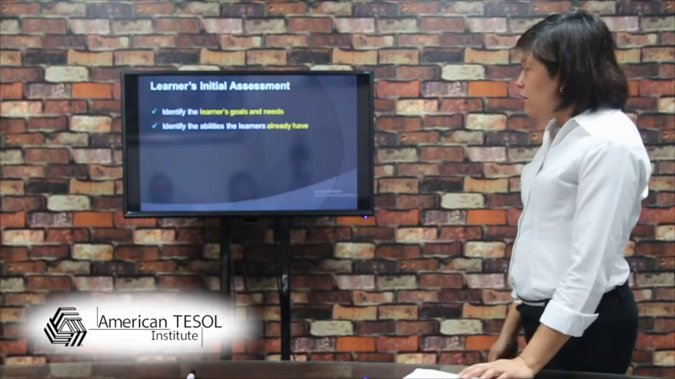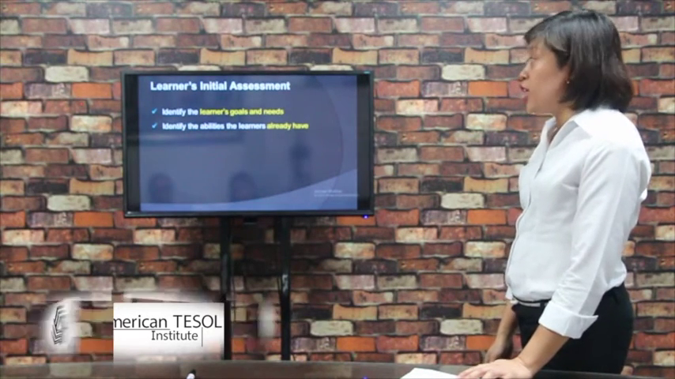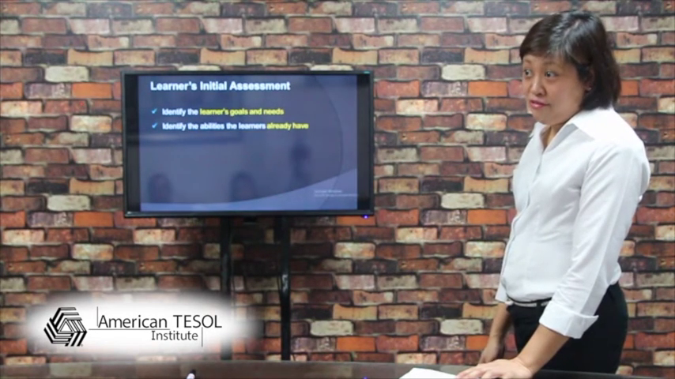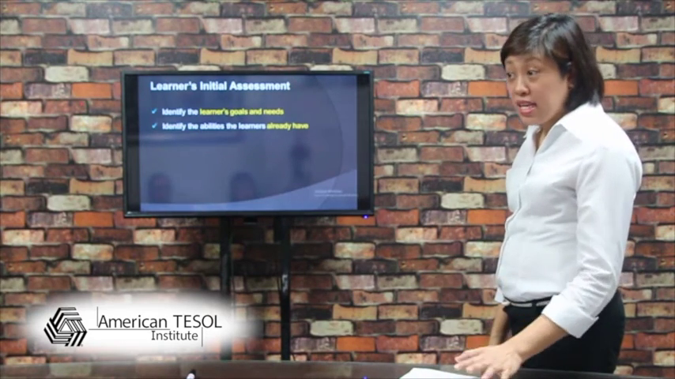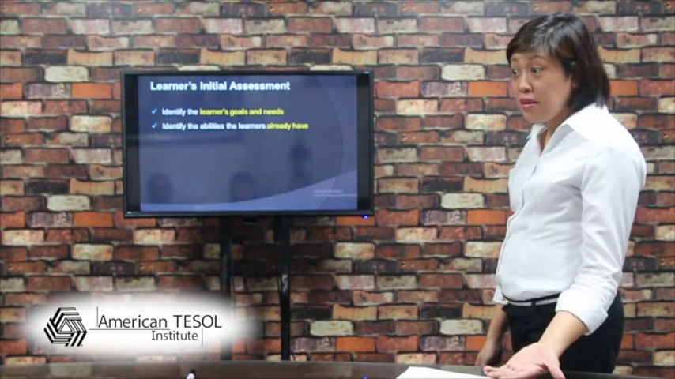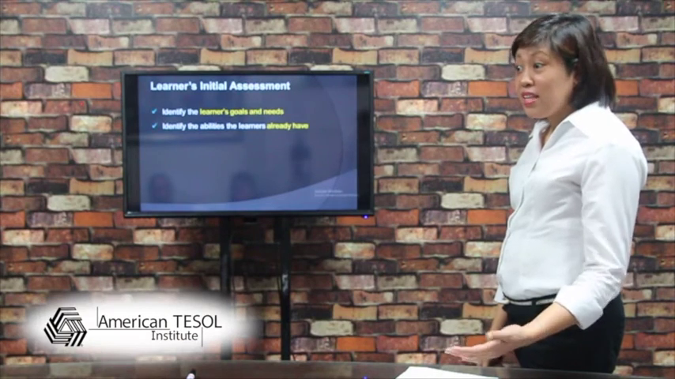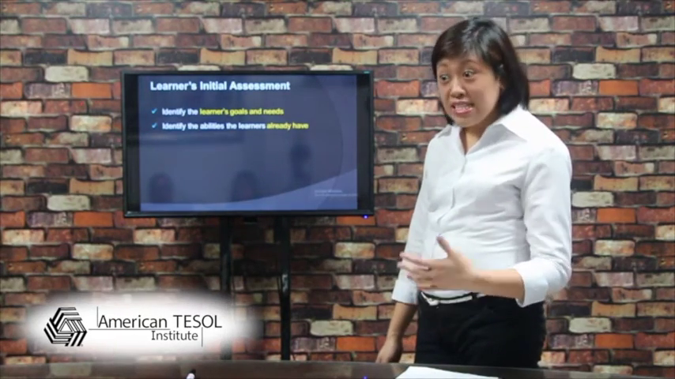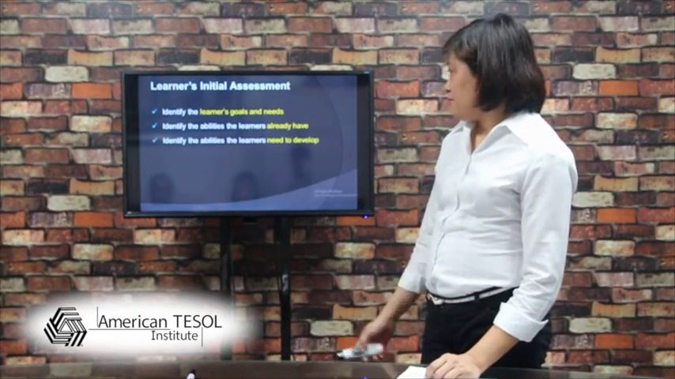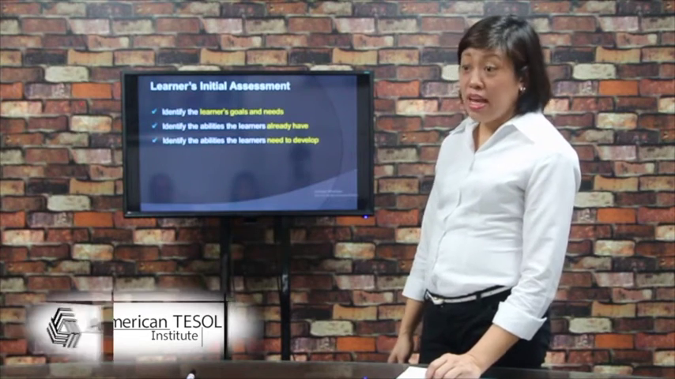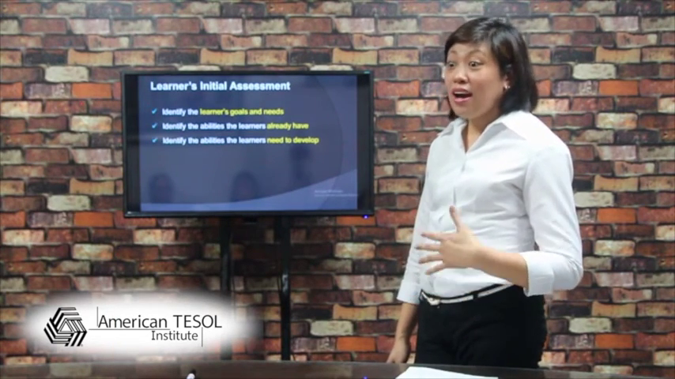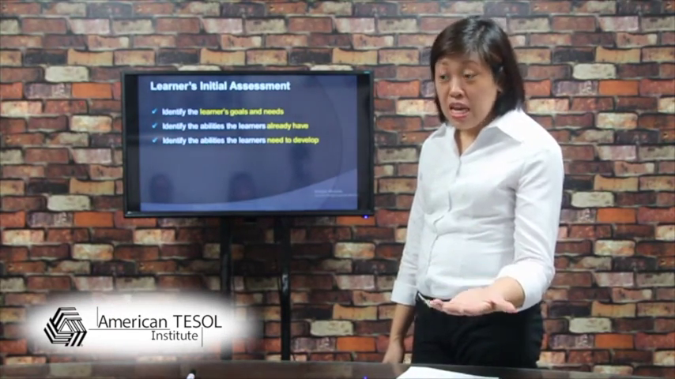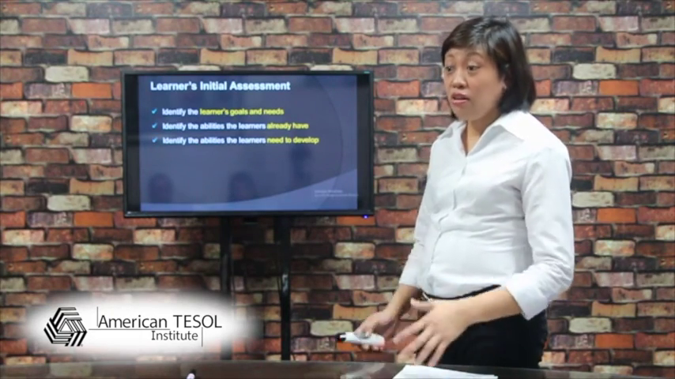Okay, so after asking them about their goals and learning about their needs, we should identify the abilities that they already have. So we're going to have a formal assessment for them, like a diagnostic test maybe, or it can be informal, like interview, asking them questions. After identifying the abilities, then we can know what are the things that they're going to develop. Like they need to improve speaking, writing, or all 4 of them.